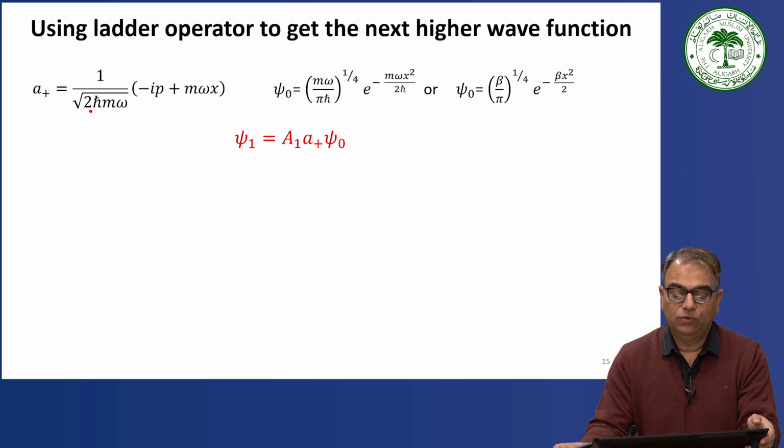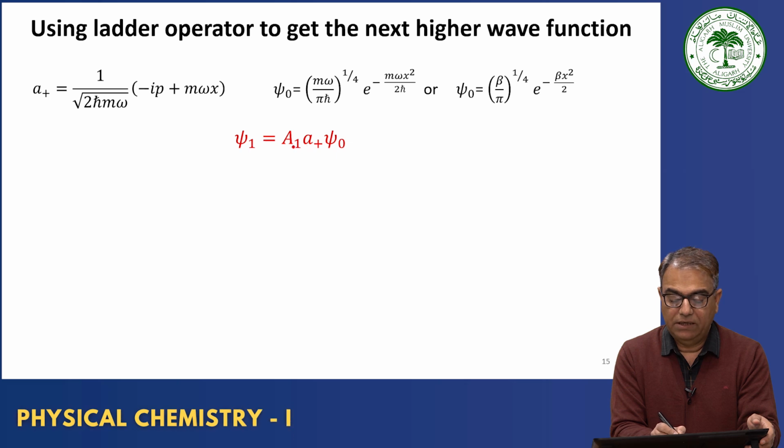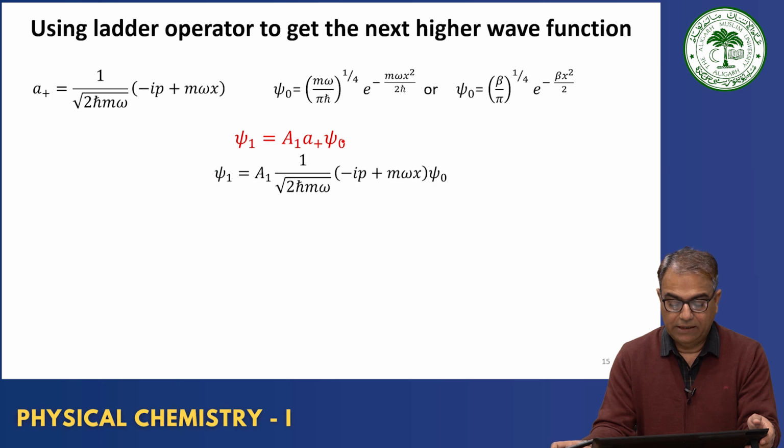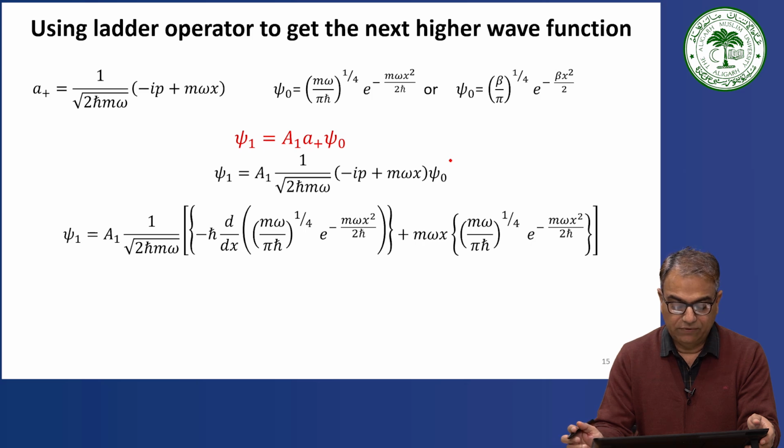In order to do that, what will you do? If you have to find out psi 1, then you will operate with a plus on psi naught. This will give you psi 1 is equal to A1, and then a plus is 1 over root under 2ħmω times (mωx minus ip) psi 0, and this is going to give you this one.